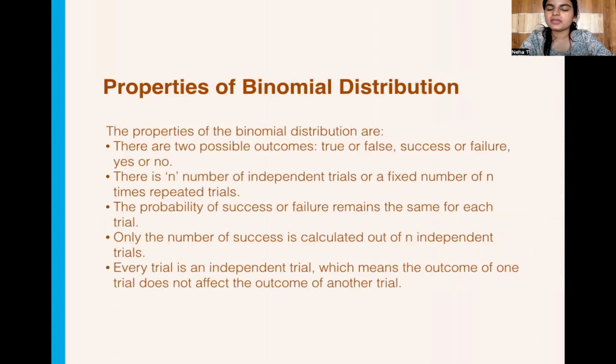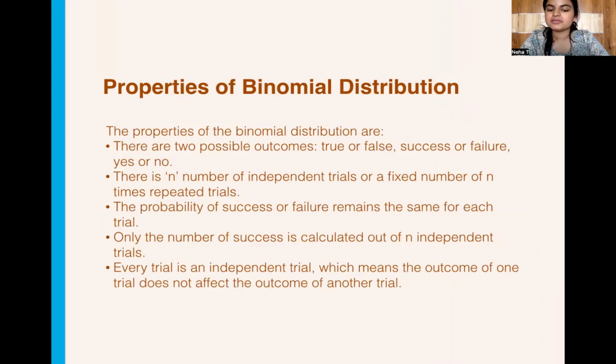So next one is the properties of binomial distribution. The properties of binomial distribution are: there are two possible outcomes, true or false, success or failure, and yes or no. There is n number of independent trials or a fixed number of n repeated trials. So what are independent trials? Independent trial means that the outcome of one experiment or trial does not affect the other trials.